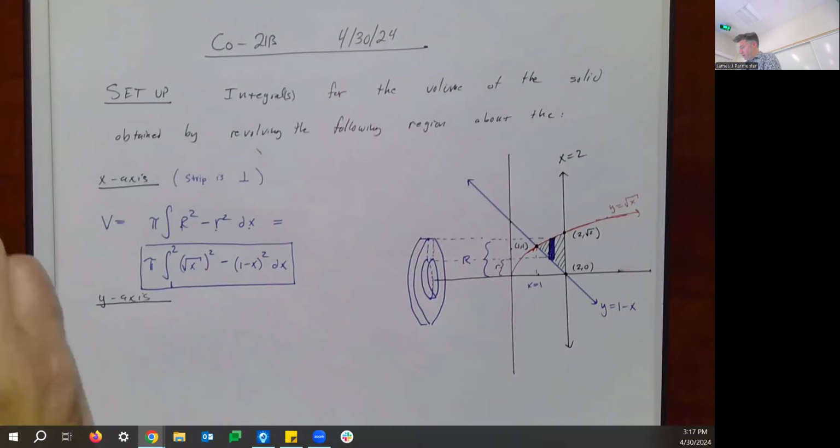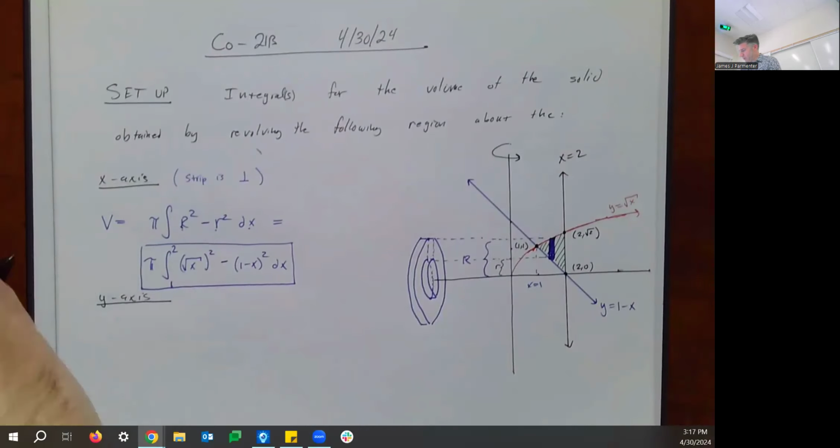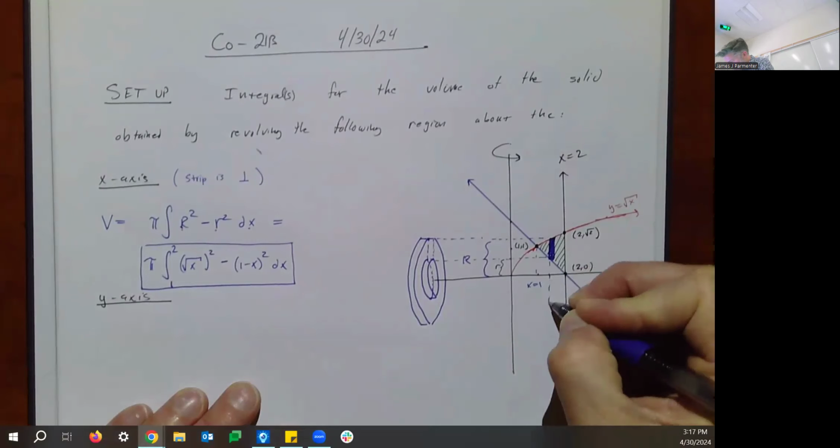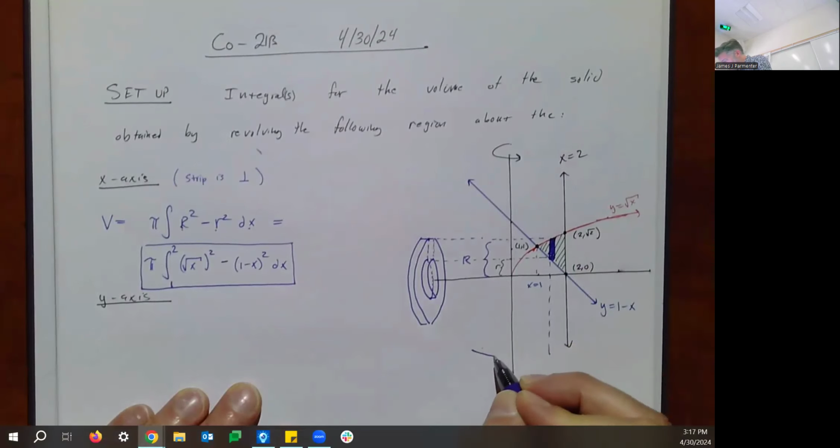Now when I go around the y-axis, I'm thinking of this strip. I guess I can draw this down here. I'm thinking of this little strip getting rotated around the y-axis and getting a cylindrical shell.